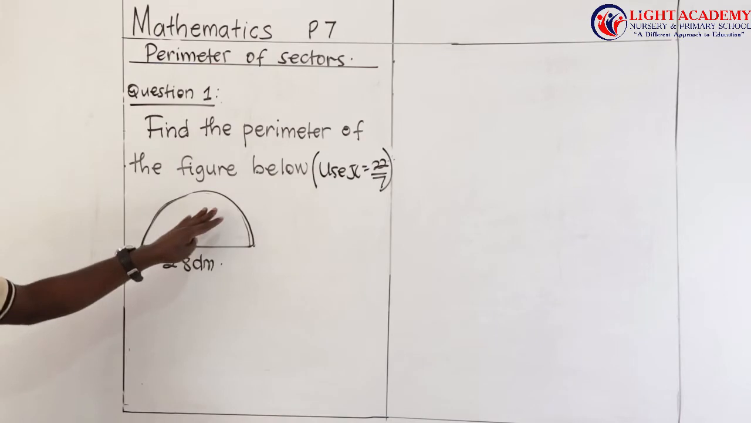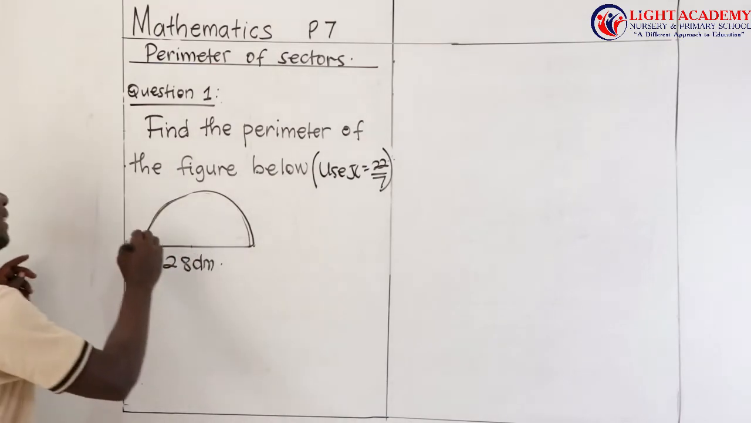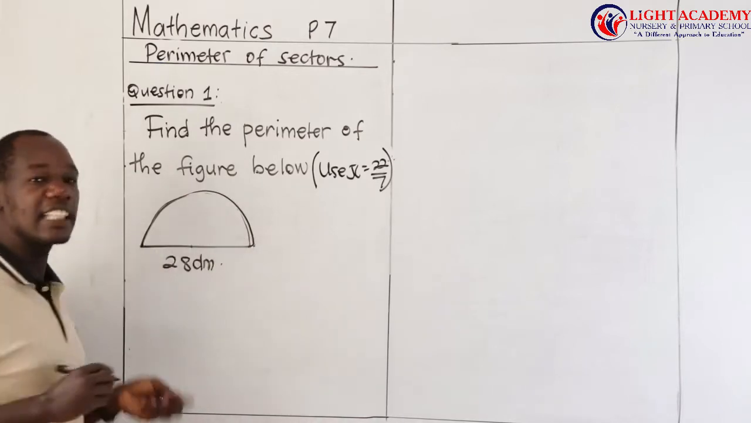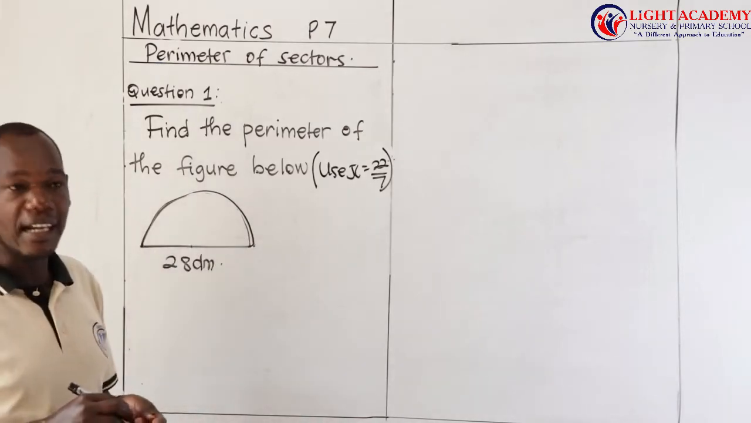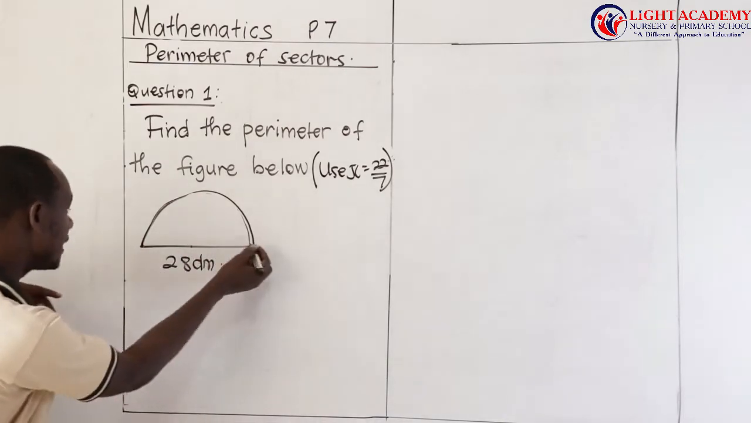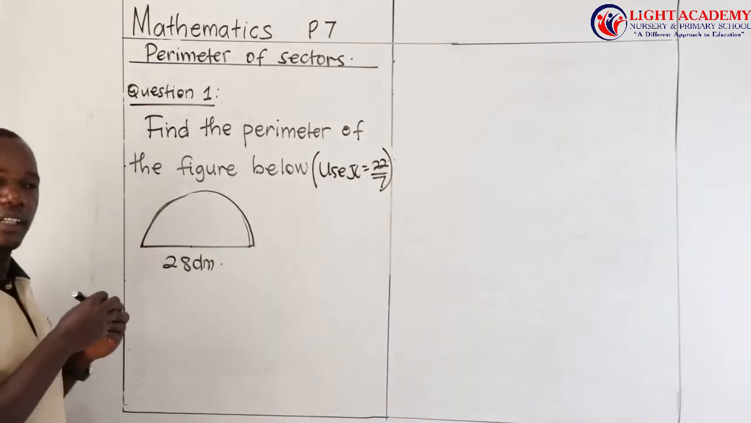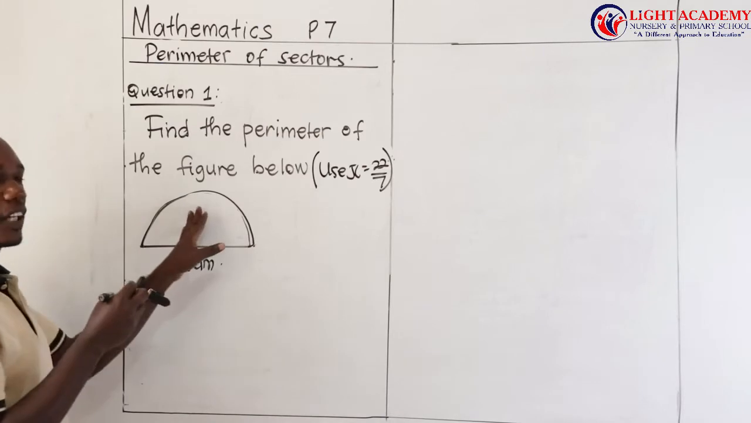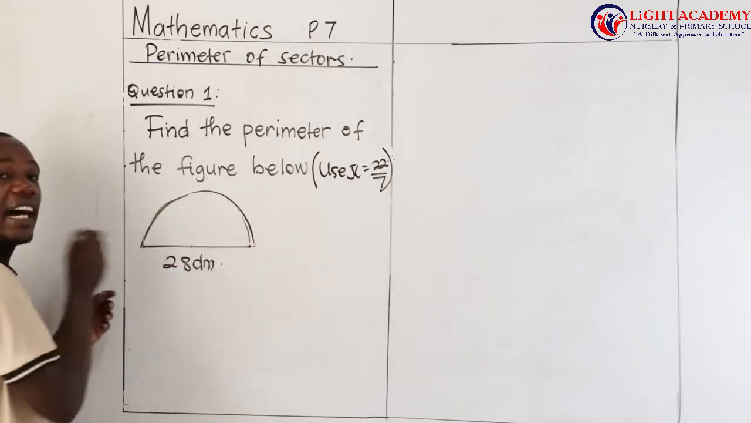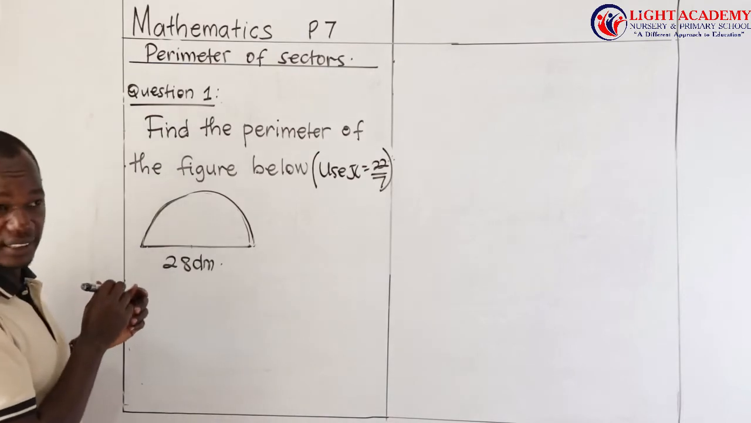Now, to find the perimeter of this figure, this distance here of the arc, this curved part, has a special name. It is called the circumference of this semicircle. And then this one down is the diameter. So to find the perimeter, I must add circumference plus diameter. I will have moved around, isn't it?